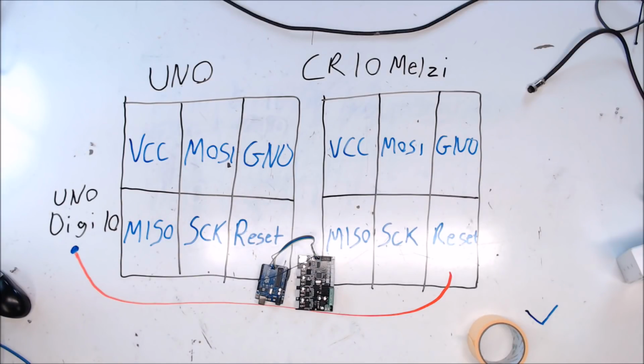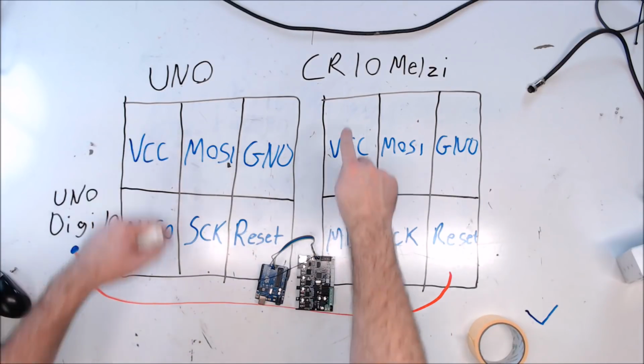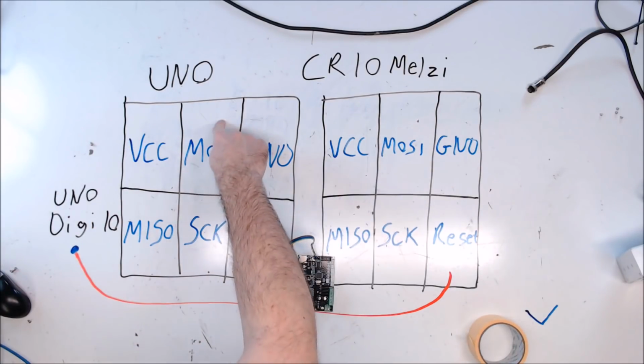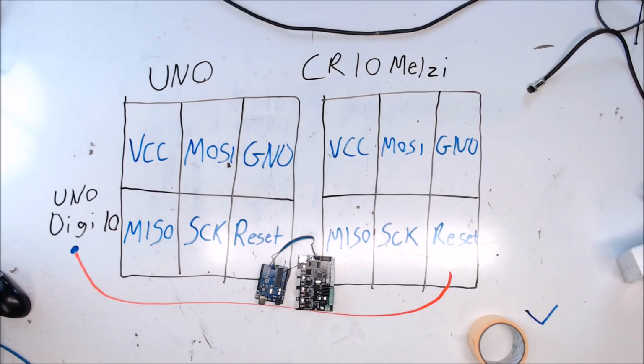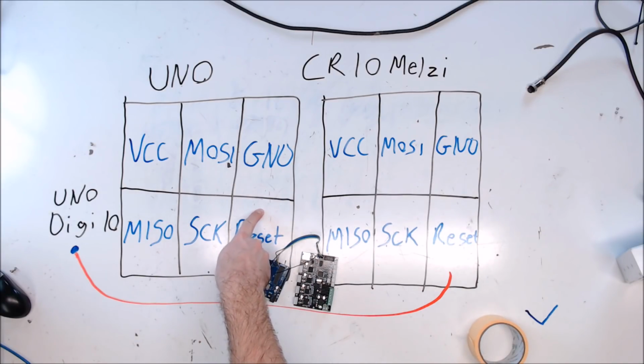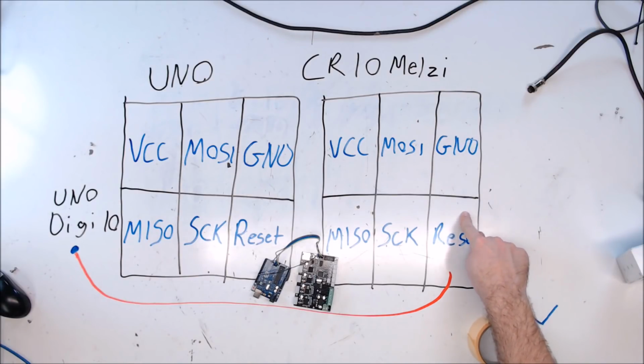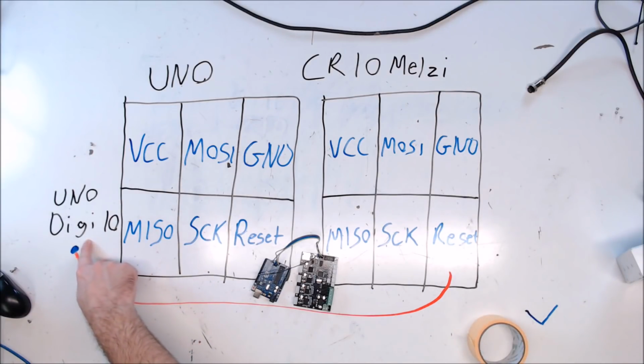I don't want to belabor this point, but I want to make sure everybody gets this right the first time, because you can harm your board. Everything is 1-to-1 except for the reset pin. VCC to VCC, MOSI to MOSI, ground to ground, MISO to MISO, SCK to SCK. The only thing that's different, on the reset pin on the UNO, there's nothing plugged in. On the reset pin on the Melzi, it goes all the way to digital pin number 10 on the UNO. Okay, there's the wiring.